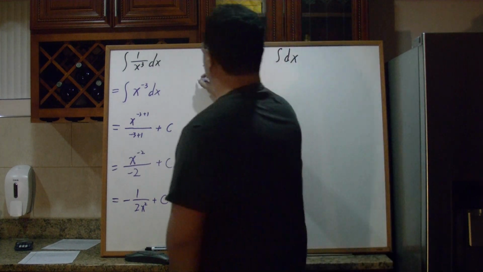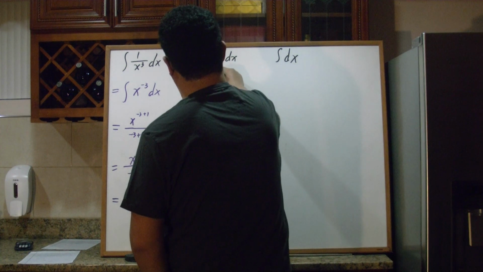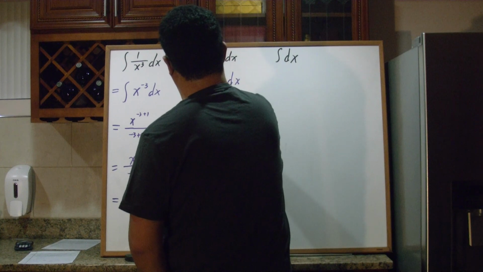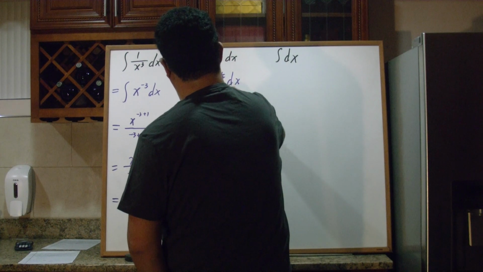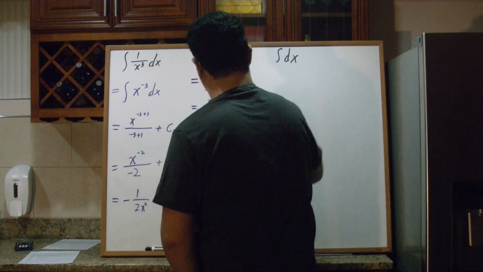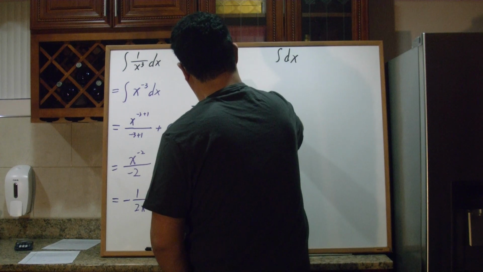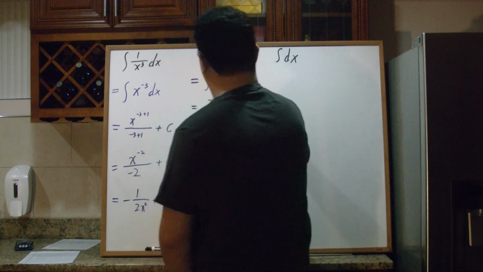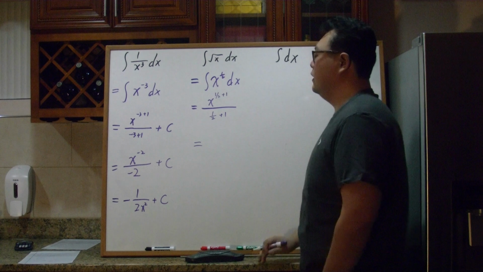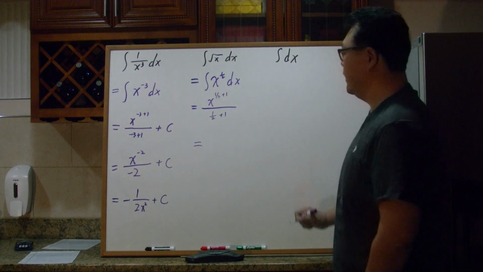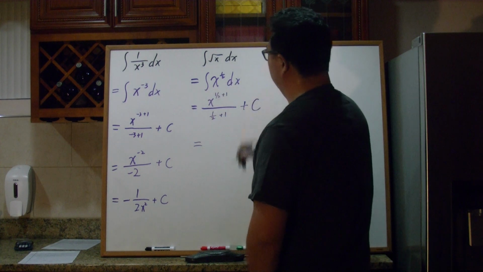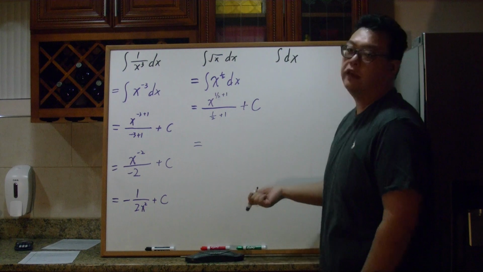Then the radical x. We write it as x to the 1/2 power first, then apply the power rule of integration: x to the 1/2 plus 1 over 1/2 plus 1. And don't forget the plus c. You are new to this, so it's very easy to forget. Once you don't write the integration sign, you have to add plus c.